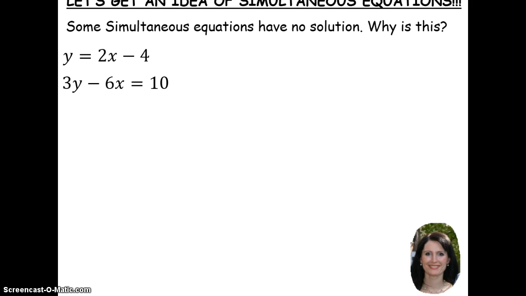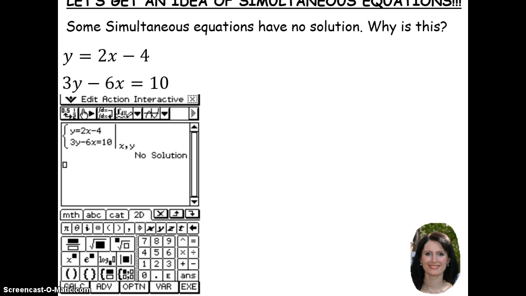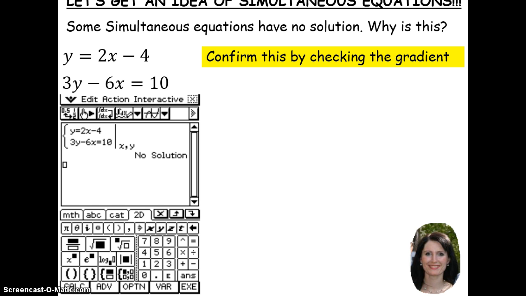Some simultaneous equations have no solution. Let's talk about why this might be. So here is my calculator again. I've written my equations in. I've put x comma y. And then when I press EXE, it tells me no solution. That's weird. Let's see why.